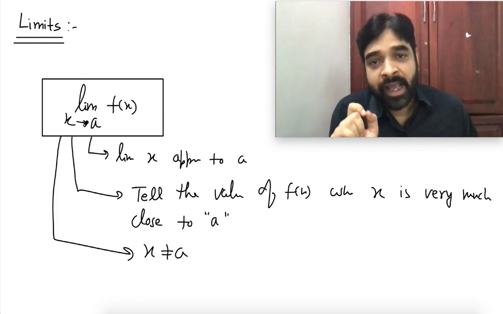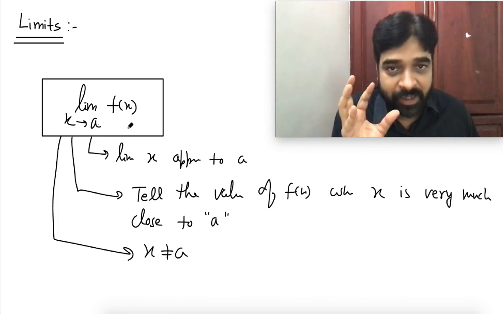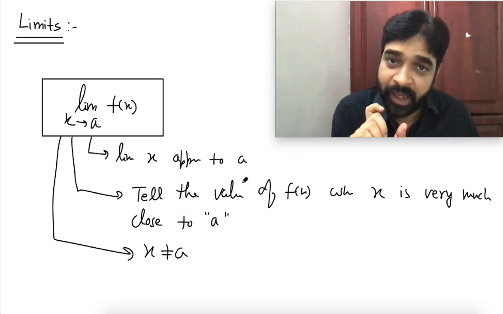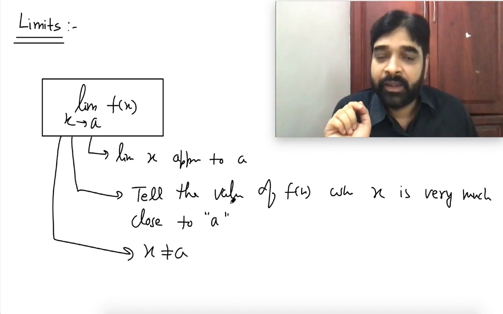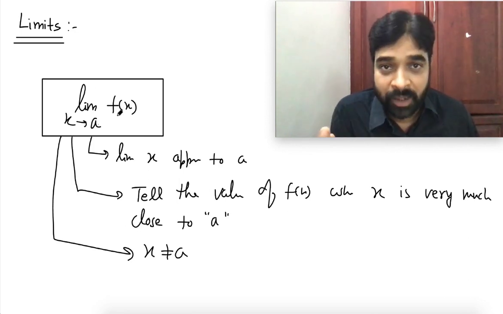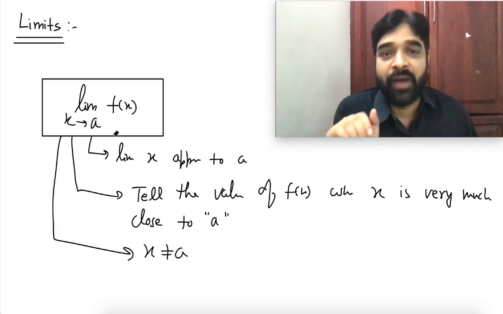When I say limit x approaches A of f(x), it means I want to get the value of f(x) when x is very close to A. Whatever f(x) value comes at that time is called the limiting value.